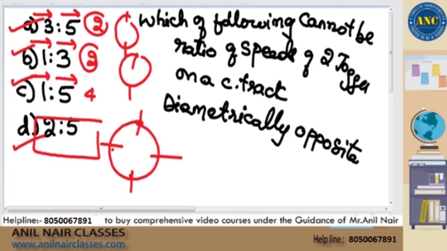Very good. Already I got the answer, 2:5. Once you understand, this is a pure conceptual question. Which of the following cannot be the ratio of speeds of two joggers on a circular track to meet diametrically opposite? Today, being the introductory class of circular tracks, I'll repeat whatever I discussed so that you can go through the notes.